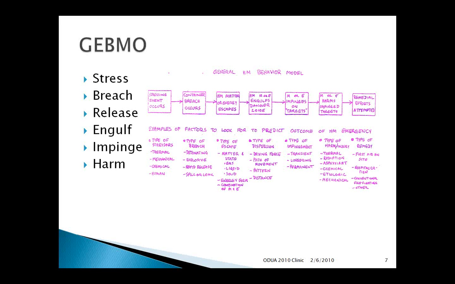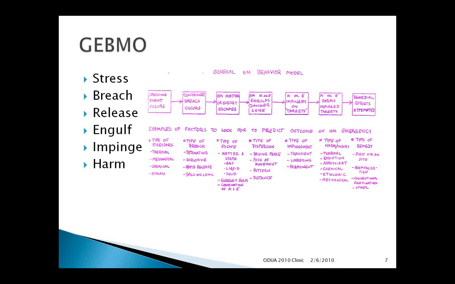So what happens is there's stress on a container. If the stress is enough, it breaches the container, gets out, releases into the environment, engulfs the environment, impinges on critical systems, and for us the critical system is a game. And then if we don't prevent it from there, it's harm. So basically what we want to try to do is see if we can interrupt this process. Depending on where we are, we would do different things to interrupt it. If we're only at the stress stage, can we relieve the stress? If it starts to leak out a little bit, can we contain the leak? Once it's released, can we keep it from impinging?